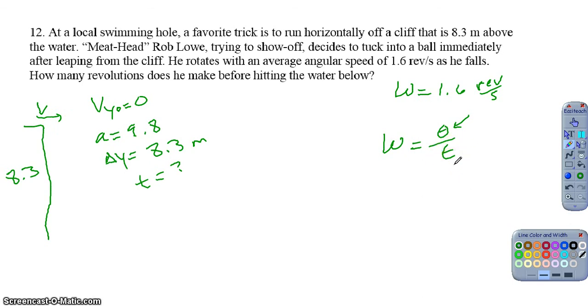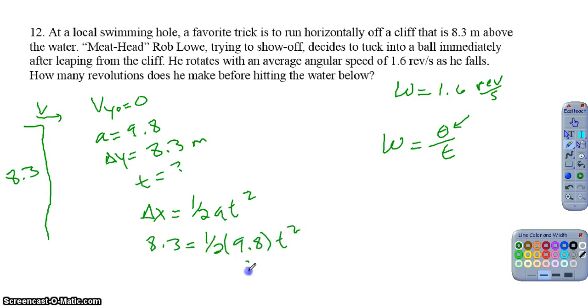Okay, so this question's tricky because it's one of the questions that relates linear measurements to angular measurements. And I know until we get comfortable with these types of relationships, it is going to be a tough problem. It's something you just have to get used to, and obviously that comes through more and more practice. Okay, but in this case, I just use my delta x equals 1/2 at squared to find my time. So 8.3 equals 1/2 times 9.8 times t squared. T then would equal 1.3 seconds when I calculate that.